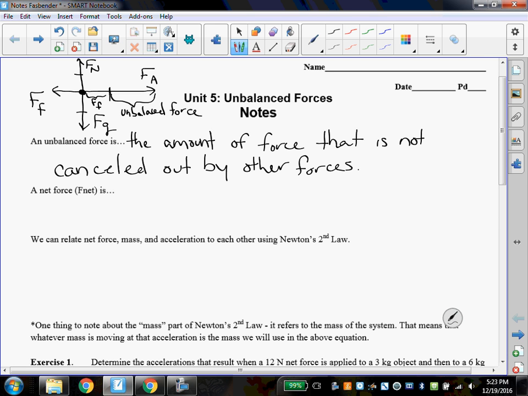Now, we are not always going to call it unbalanced force, and most textbooks don't call it an unbalanced force. In fact, most of the time it's called the net force. So net force is really just a fancy, well, let's see if I can spell the word fancy right, fancy name for the unbalanced force.